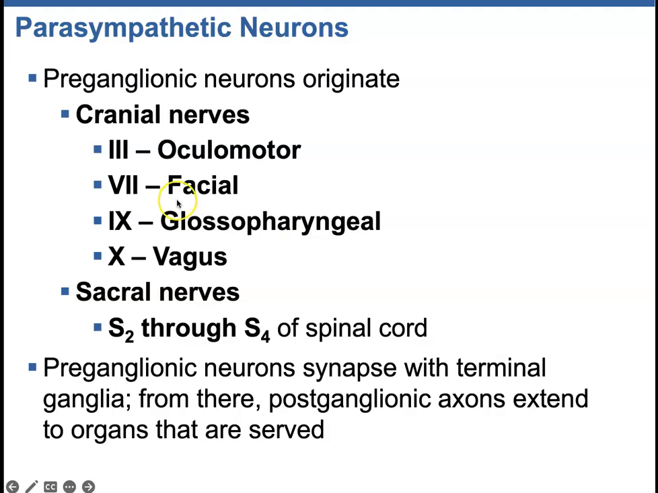The parasympathetic neurons are going to be cranial nerves 3, 7, 9, and 10, like I just showed you in the image, and then the sacral nerves that go through S2 to S4. These are the cranial nerves I want you to remember as part of the parasympathetic function. If I ask you on the test which of the following cranial nerves are part of the parasympathetic function, remember it's number 3, oculomotor; 7, facial; 9, glossopharyngeal; and 10, the vagus.